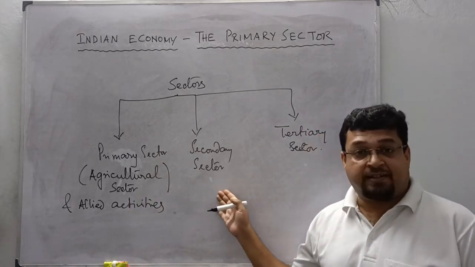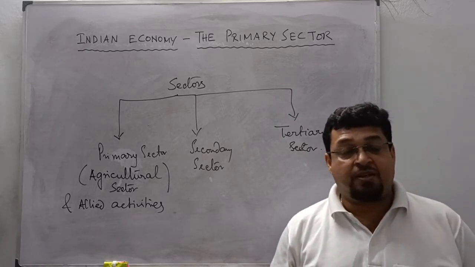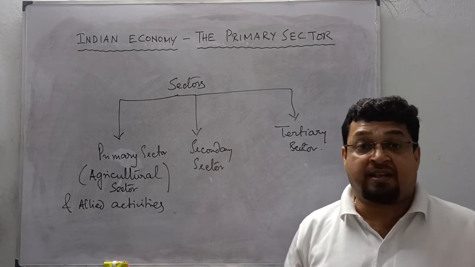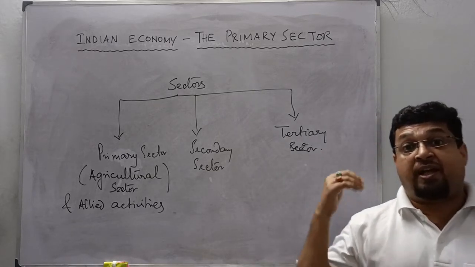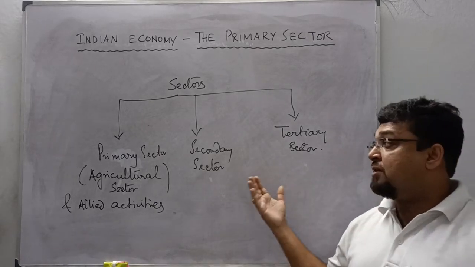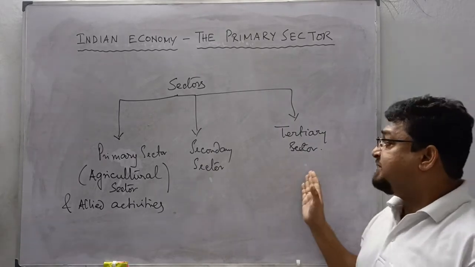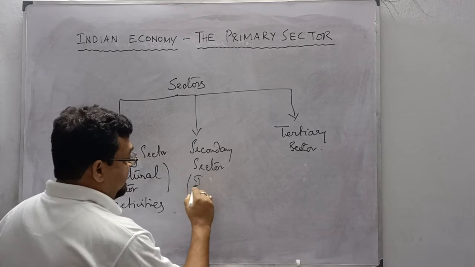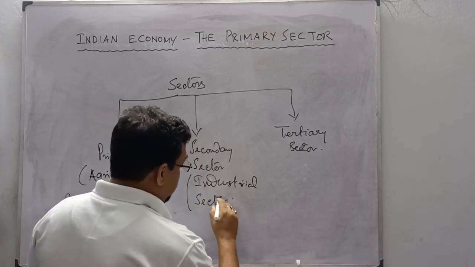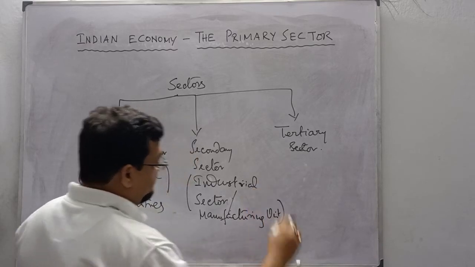The secondary sector refers to the industrial sector or the manufacturing units, where we talk about factories, industries, and different manufacturing units, maybe medium scale, large scale, or small scale. This includes heavy industries, medium scale industries, and even small and cottage industries. All of those fall under the secondary sector, that is, manufacturing of goods. So this is the secondary sector.